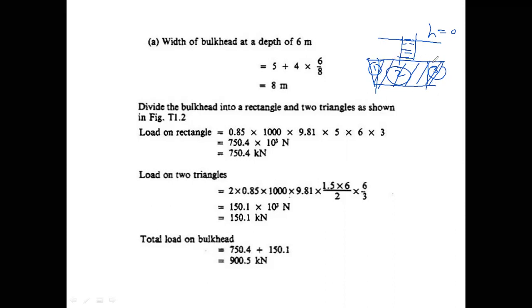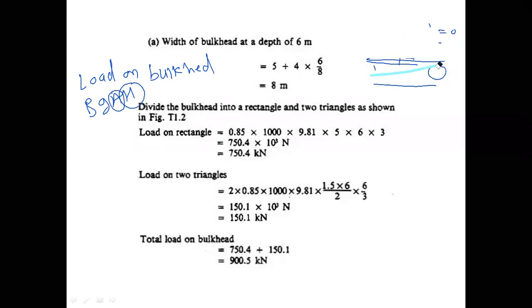Find out the centroidal location of the trapezoid from the top, you will get the centroidal location of the whole trapezoid from the top. But when you are going to calculate the load on bulkhead, in the second case I am talking, so formula will be rho g a h. A is the total area of the bulkhead, and h is measured from the free surface. H is measured from the free surface. I am talking about this.